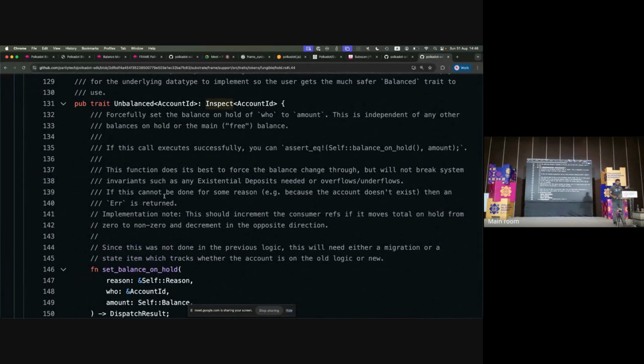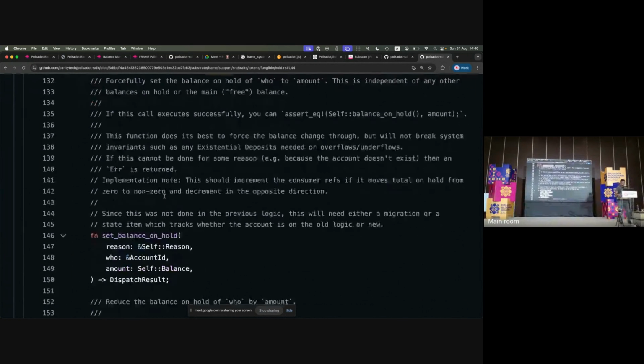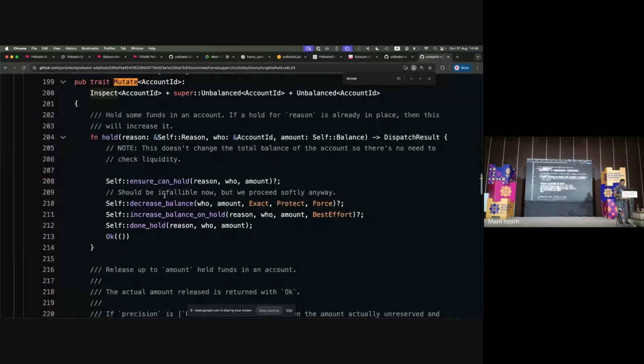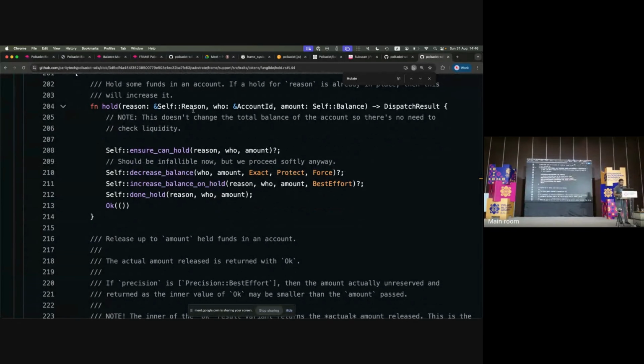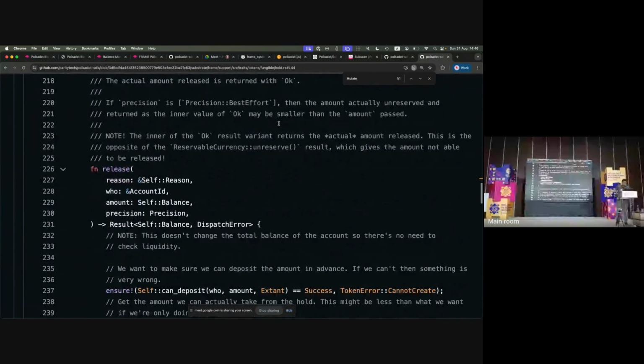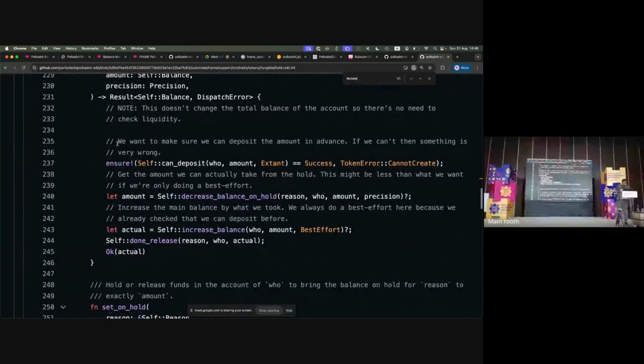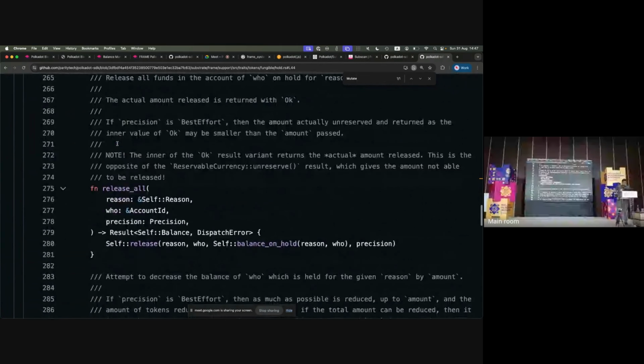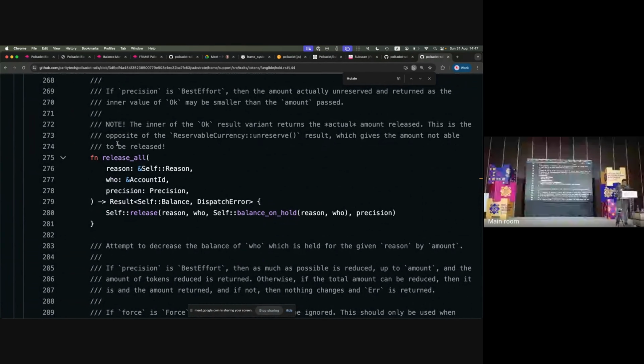Then I will show you some palettes where we use this. But now you can already guess what the mutate trait would be. It has some APIs like hold, which needs some reason. Again, we'll look at the live code, so you will know more about this. There's a way to release some held tokens. There's a way to set on hold, which basically just updates the value. It does not add to it, it just updates it. There's a release all where you're like, whatever hold, just release.